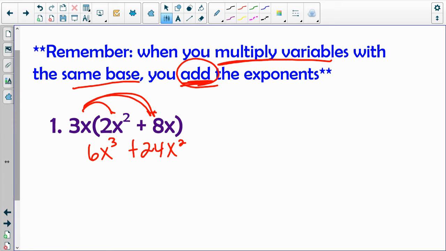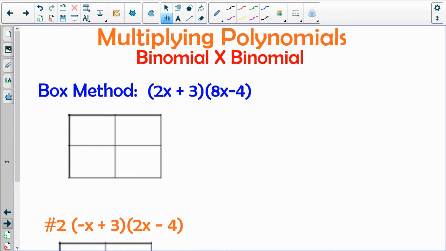Now, are these two like terms? No, the different powers make them not like terms, so you cannot put them together. Okay, so that's how we just multiply a monomial in. This one's a binomial, but it could be anything. Now we're going to look at some other types of multiplying. The next one we want to look at is a binomial times a binomial.